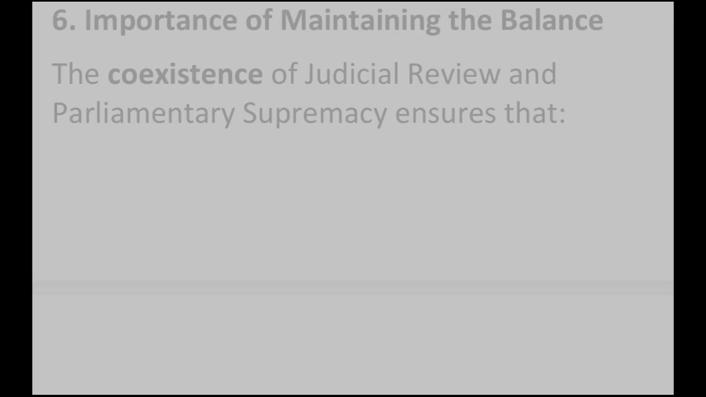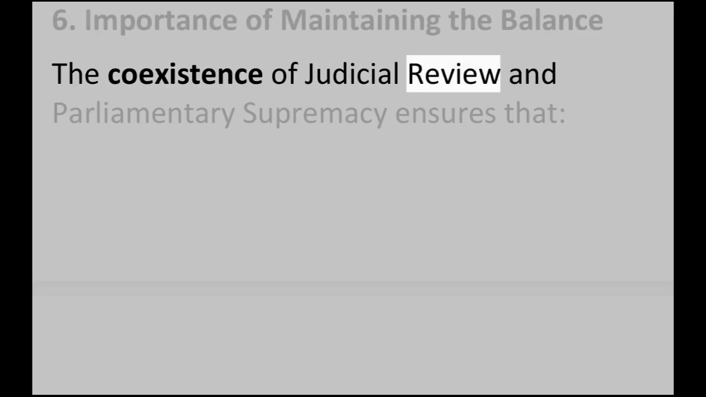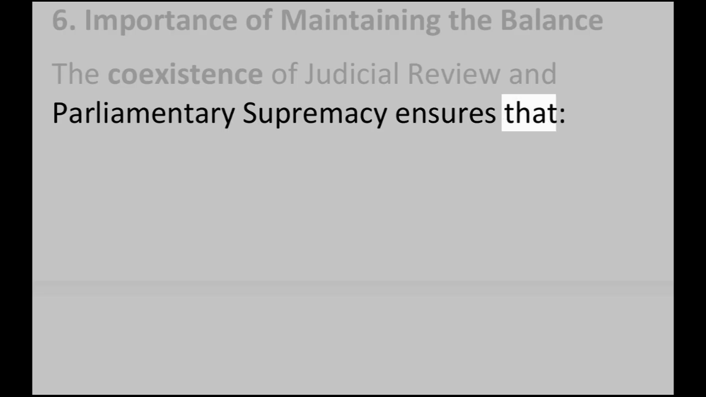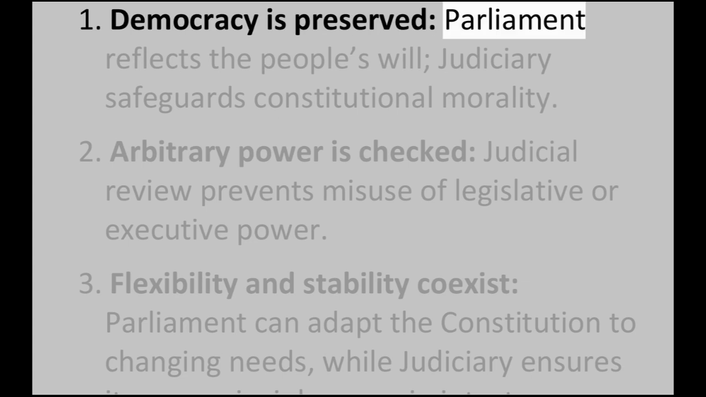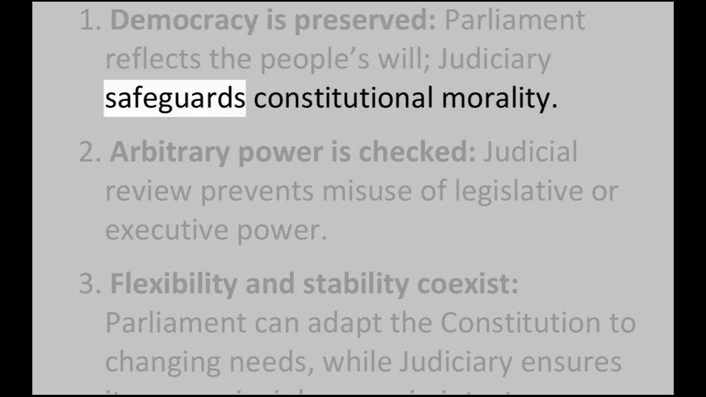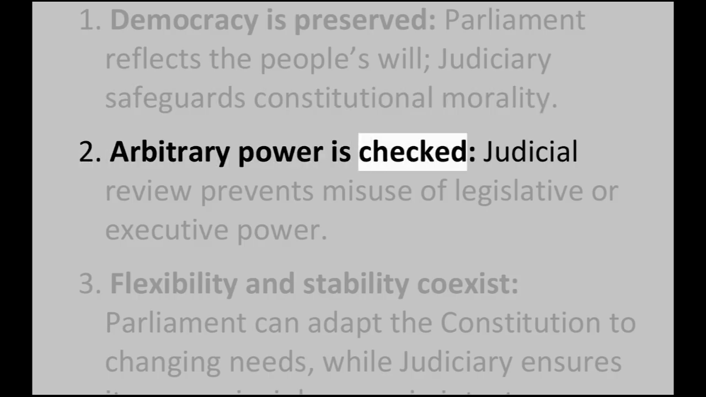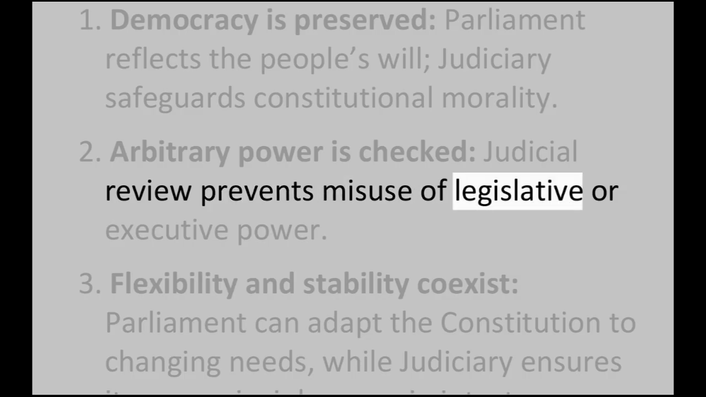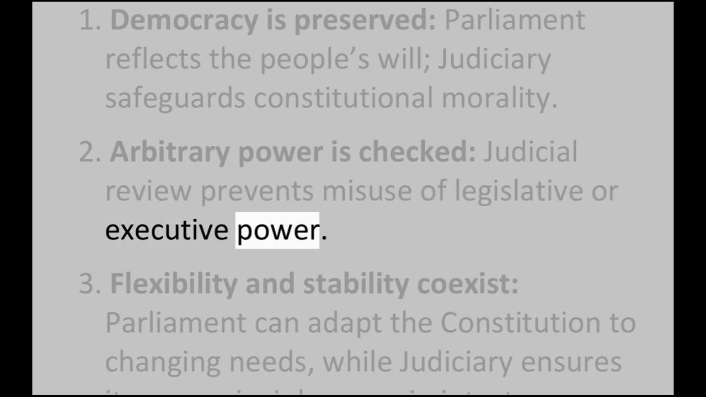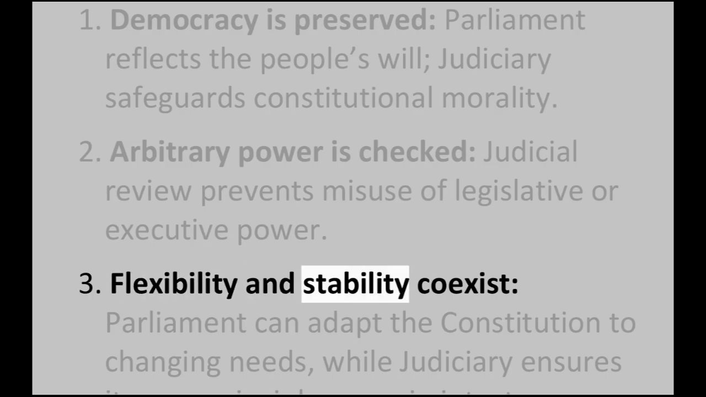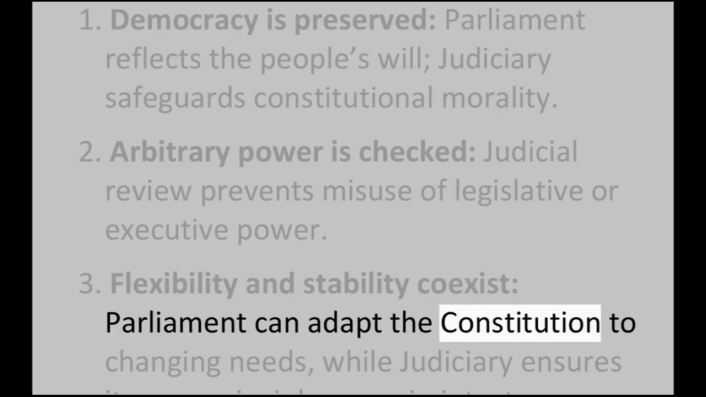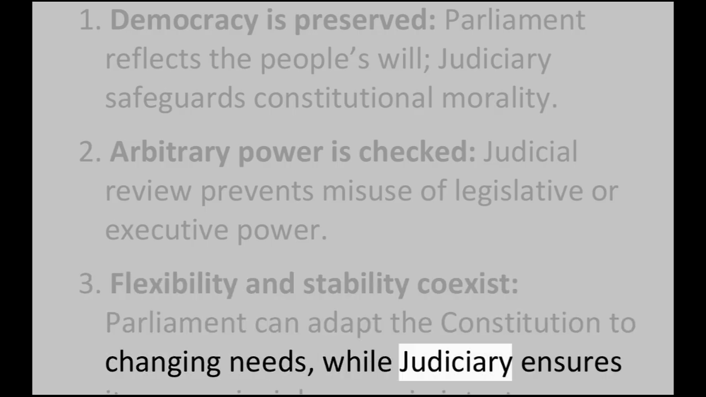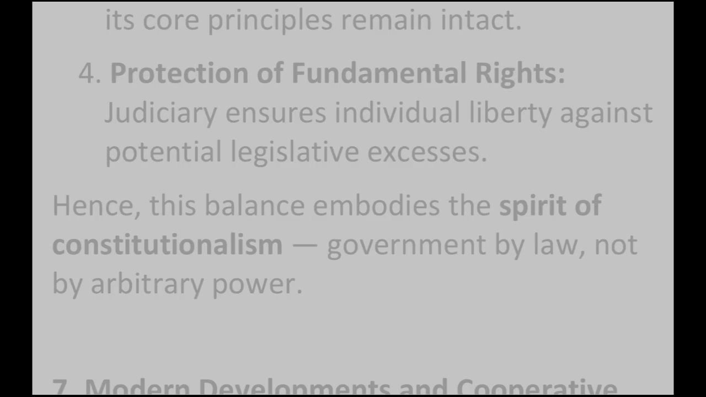6. Importance of maintaining the balance. The coexistence of judicial review and parliamentary supremacy ensures that: 1. Democracy is preserved. Parliament reflects the people's will. Judiciary safeguards constitutional morality. 2. Arbitrary power is checked. Judicial review prevents misuse of legislative or executive power. 3. Flexibility and stability coexist. Parliament can adapt the Constitution to changing needs, while judiciary ensures its core principles remain intact.